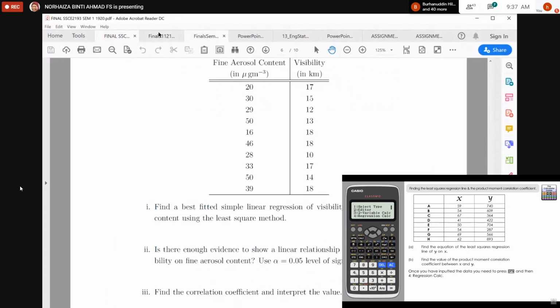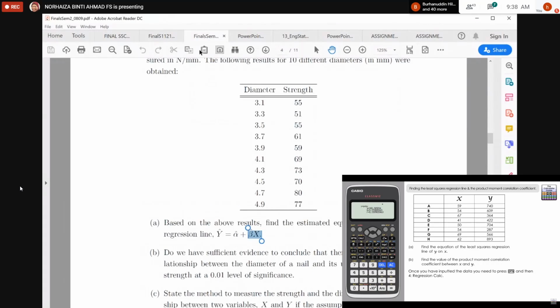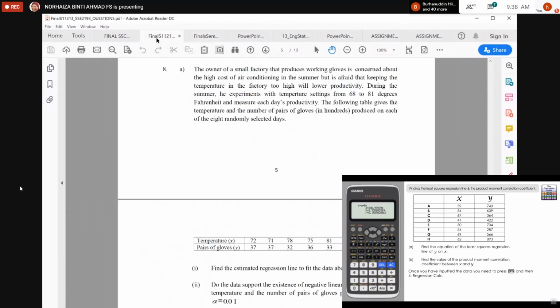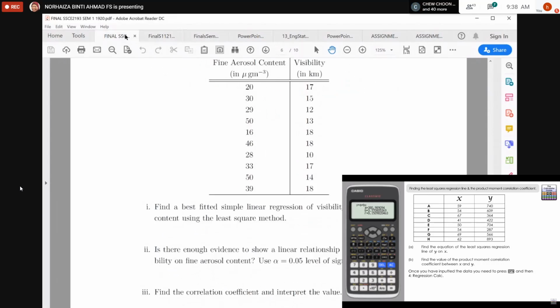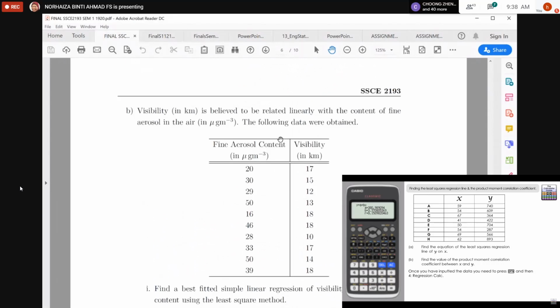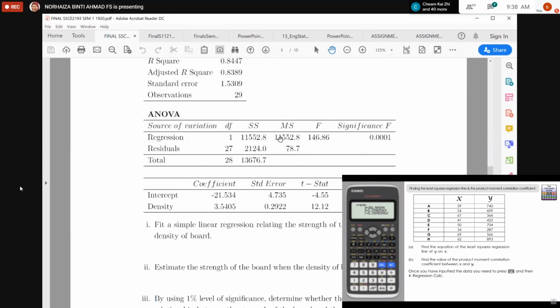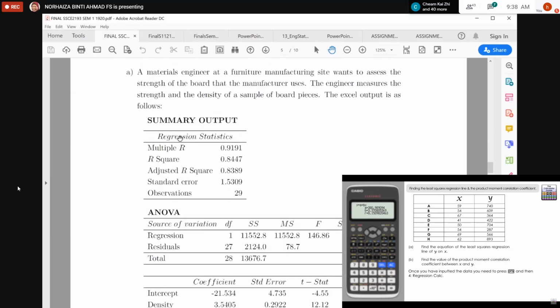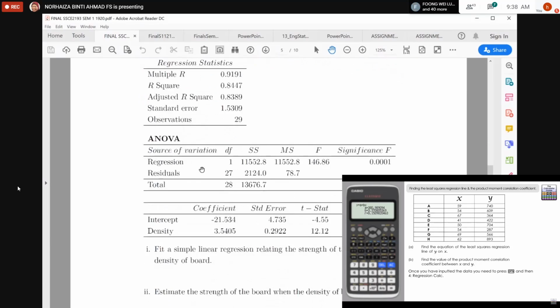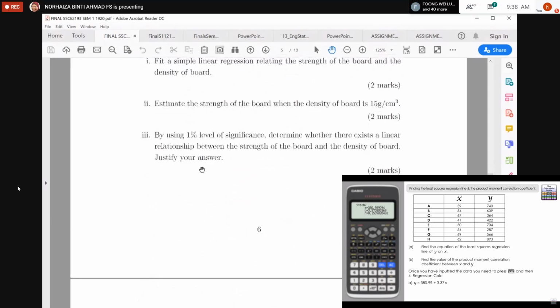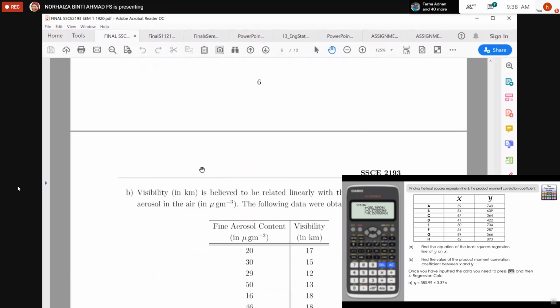This is finals 09. Oh, this is aerosol content. Oh, aerosol. This is finals 2019, 2020. It gives you two things. One, it gives you this output. So we will have a look at this later in the second part of simple linear regression. It gives the output of regression in Excel, and then for part B, they ask you to calculate.